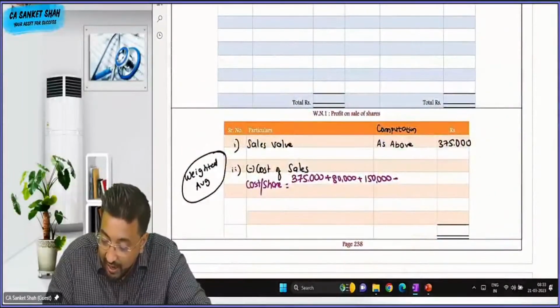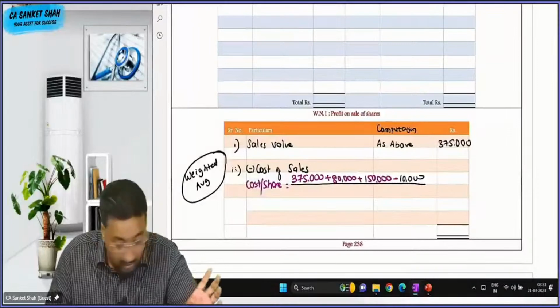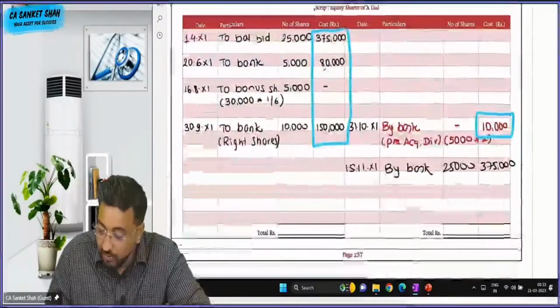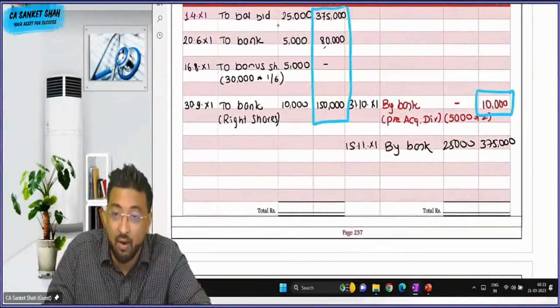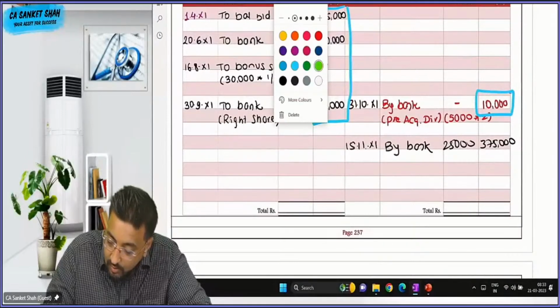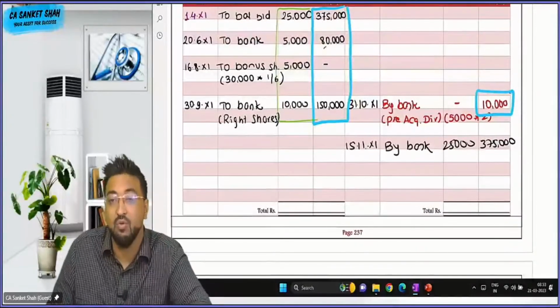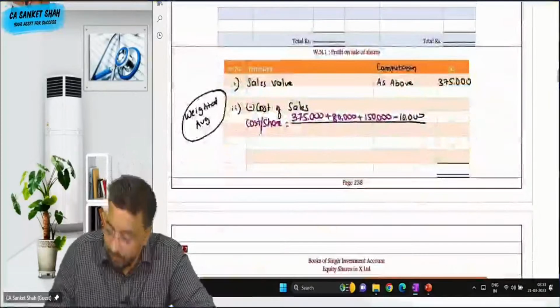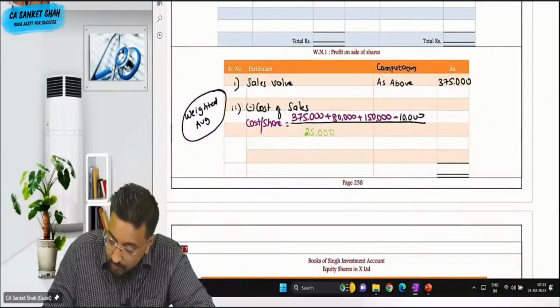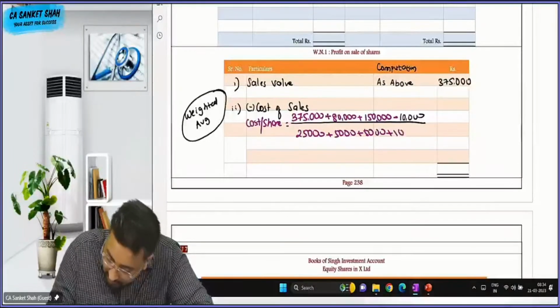So my cost, and how many shares do I have? How many shares do I have? 25,000 plus 5,000 plus 5,000 plus 10,000.